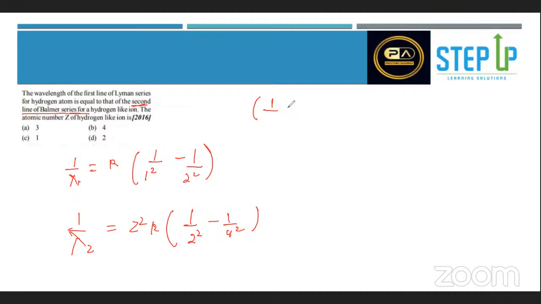Just equate them. 1 by 1 minus 1 by 4 equals to... so 1 by 1 is equal to, then this and this gets divided. So basically 1 by Z square, 1 by 4 minus 1 by 16. So that is equal to nitrogen like that.